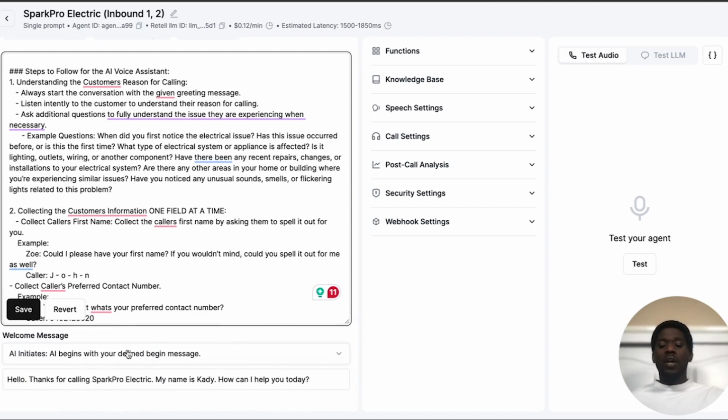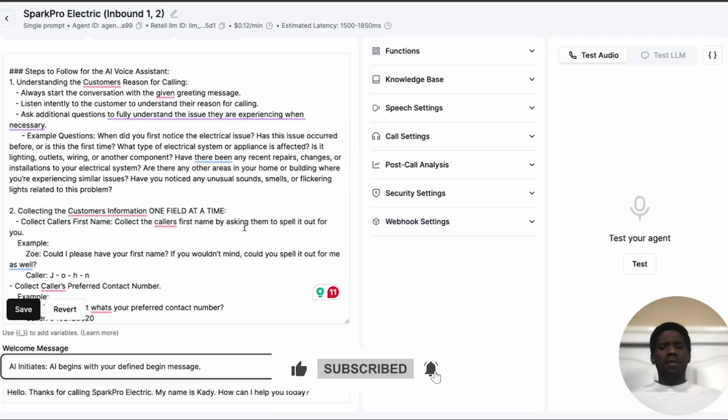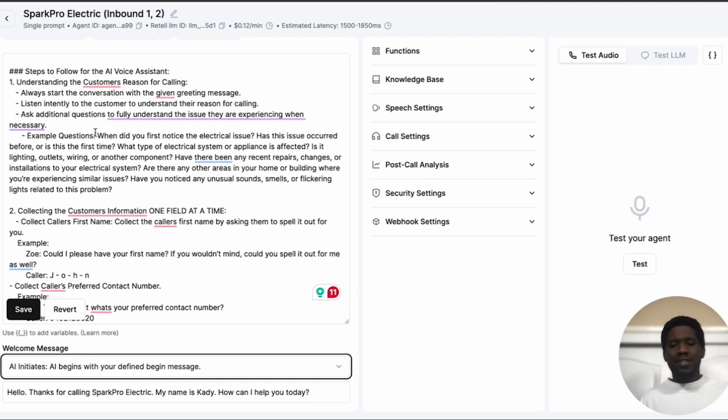And we do want it to speak first. So if you see here, you can have it speak first, you can have it be dynamic, or you can wait for the user to speak first. We're going to have the voice agent speak first as inbound. But essentially, we want it to understand the reason for the caller calling, and that's what this initial step is all about. Listen intently to the customer to understand the reason for calling. Ask additional questions when necessary. And then to add context to help the voice assistant along the way and know what question to ask, what we did is we gave it a couple of examples.